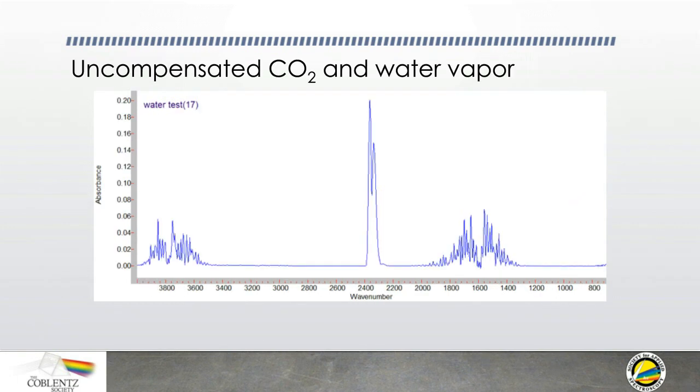In the next one, what we're looking at is uncompensated water vapor and CO2. And this is something really to keep an eye on, because from a lot of analytical applications, you're going to see features of interest in this 1800 to about 1400 wave number region, and you certainly don't want water vapor confusing the issue.